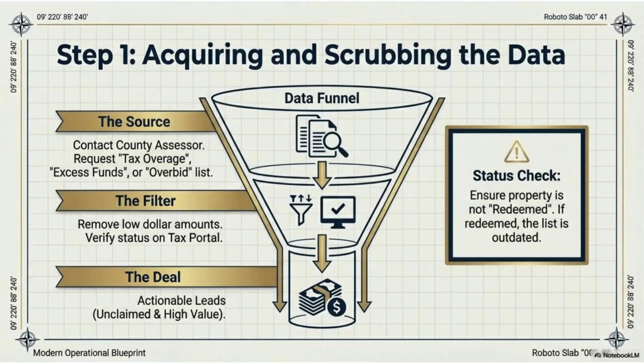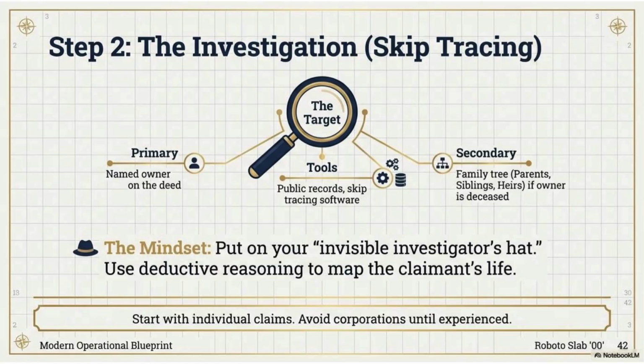Don't make that mistake. Now we enter detective mode. Your target is clear, the named owner on the deed. Your primary research tools are public records and skip tracing software. If the original owner is deceased, you'll need to pivot to secondary research, building out the family tree to find parents, siblings, or heirs who have legal standing to claim the funds. Here's the mindset shift you need to make. Put on your invisible investigator's hat.